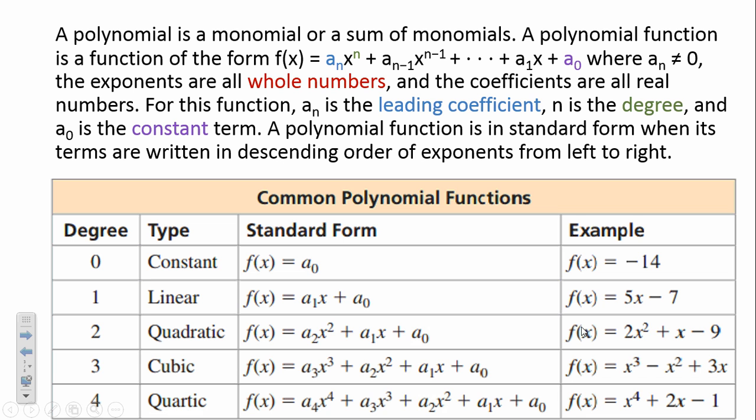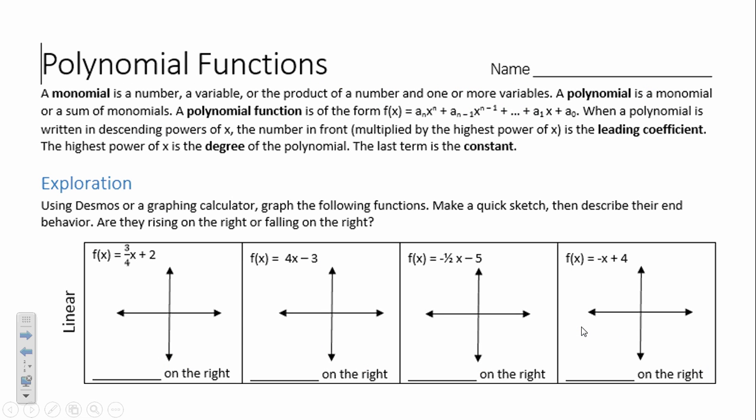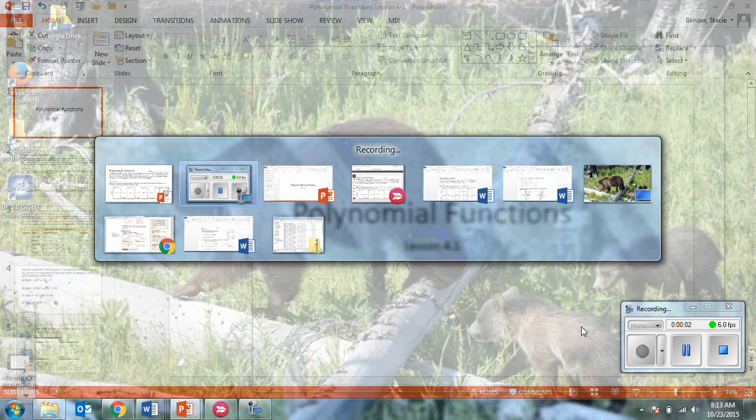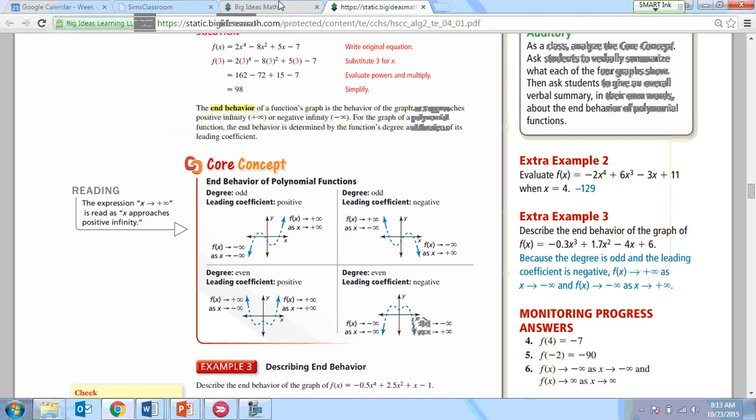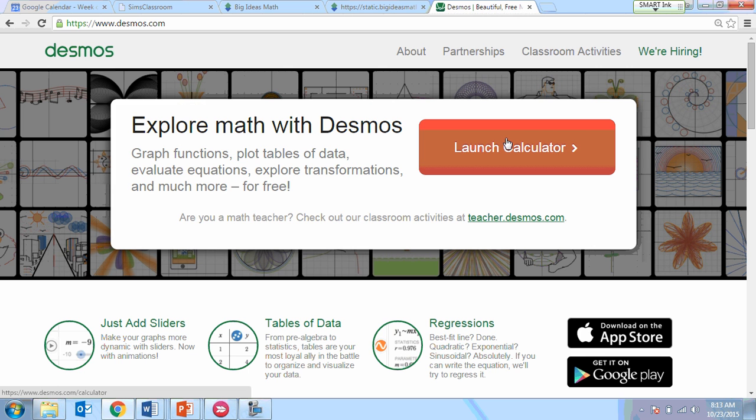So it's just a bunch of vocabulary that we'll be talking about. We want to make sure that you understand what that vocabulary is. And you've been introduced to it before, but we want to refresh your memory on it. Okay? So the whole goal here today is to do a little exploration, have a little fun. Okay? So we're going to go to Safari and open up a new tab if it's not already there. And then we're going to go to desmos.com. Once you're there, launch the calculator.